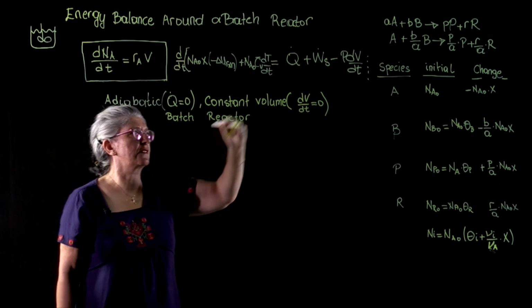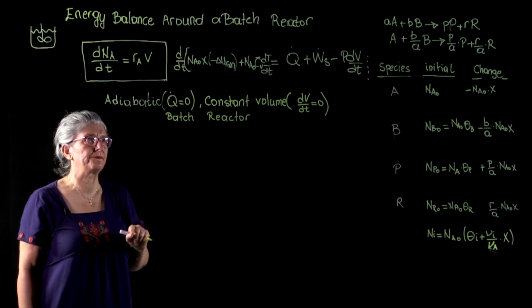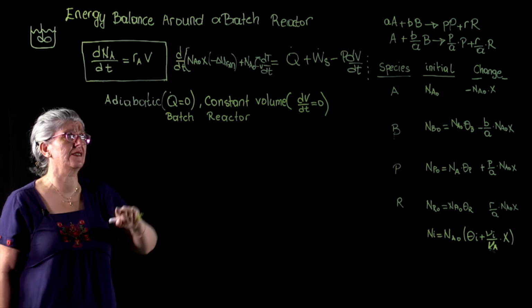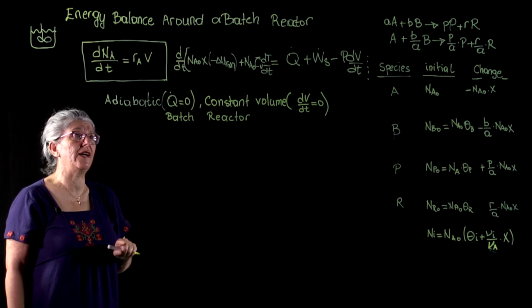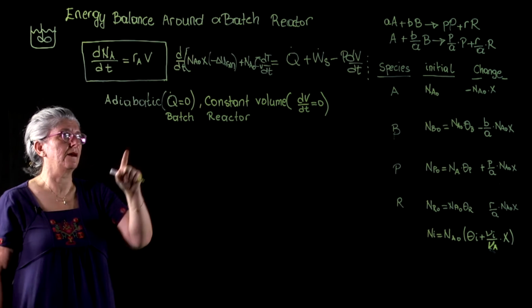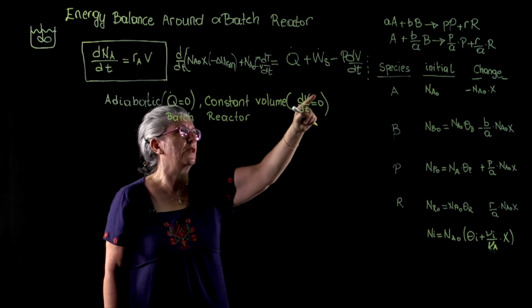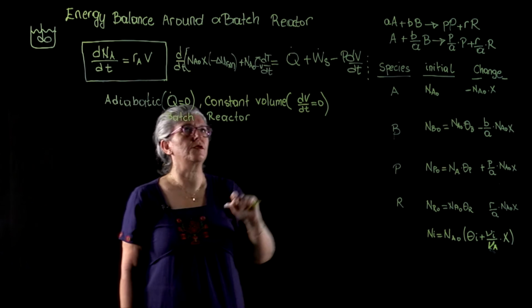Our reaction is the same. Our species conservation balance is here. Our energy balance is going to simplify according to the constraints that we impose upon this system. Q is equal to 0, so this term is going to drop. Volume is constant, so this term is going to drop.